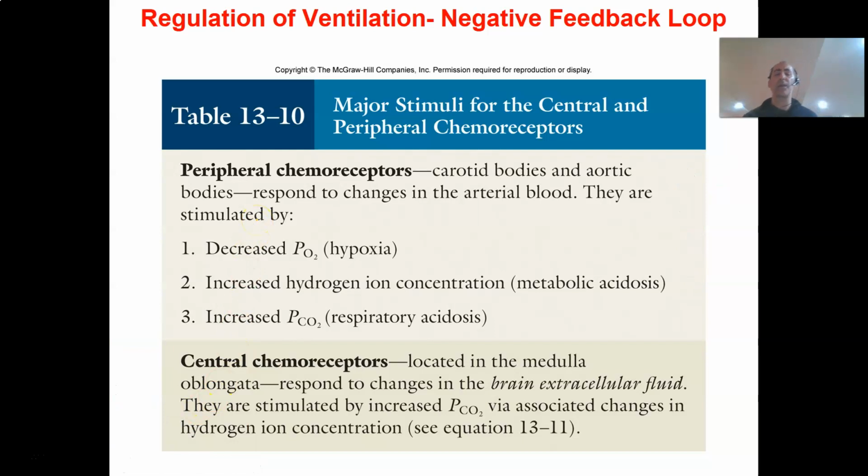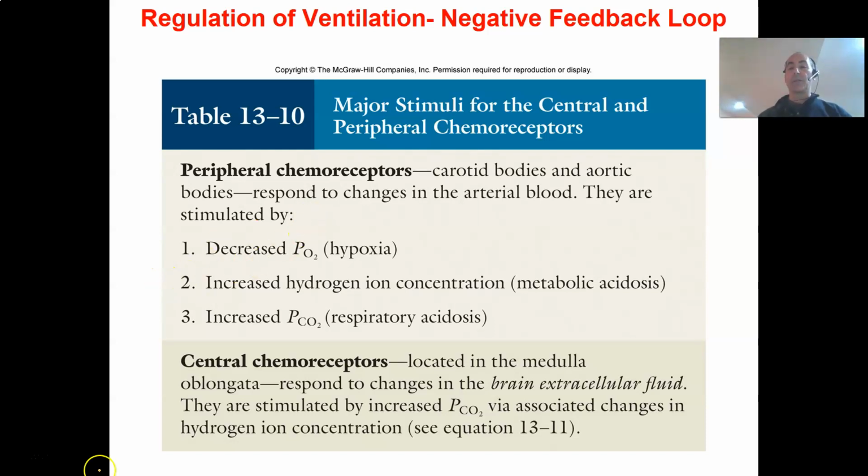The central chemoreceptors are located in multiple places in the brain, including the medulla oblongata, the pons, the hypothalamus, and the cerebellum. They're stimulated by increases in CO2. These are the main CO2 receptors in the body. So when carbon dioxide starts to increase, these are the main drivers of increased breathing.